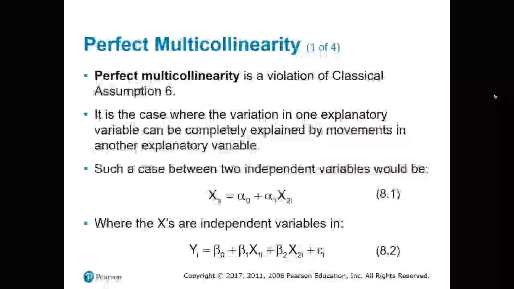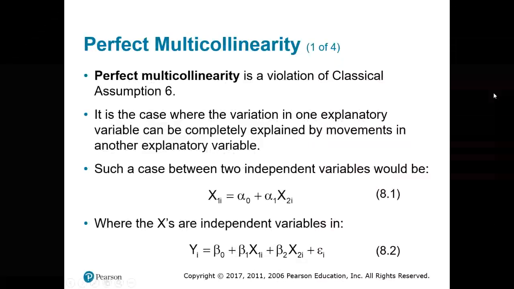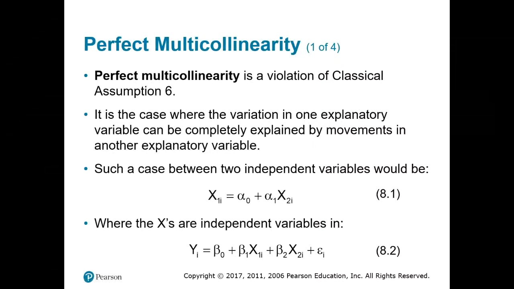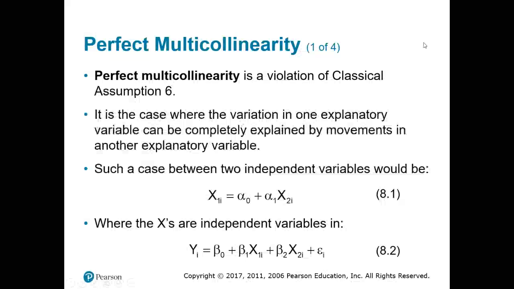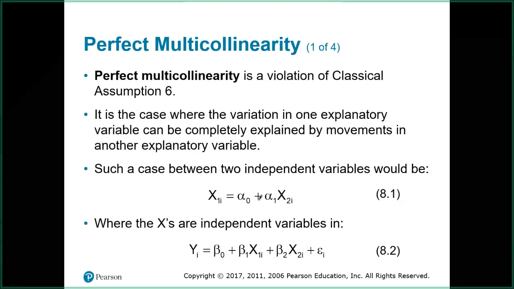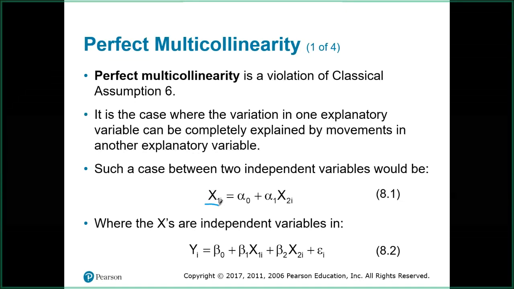Okay, so perfect multicollinearity, violation of assumption 6, is when two explanatory variables are perfect linear functions of each other. So again, that means that hours of sunlight, for example, would be 24, alpha 0 in this case would be 24, alpha 1 would be -1, so 24 minus hours of daylight.